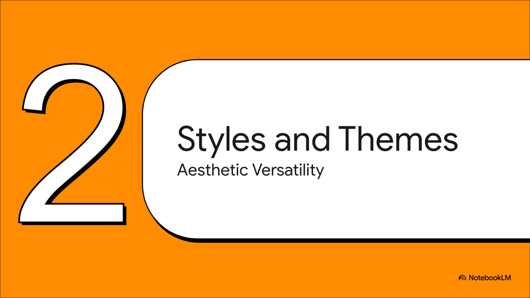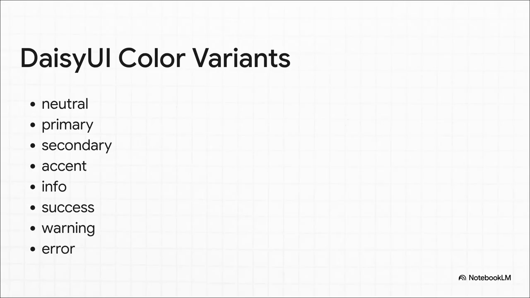Moving right along to part 2, visual styles and themes. This is where the aesthetic versatility really shines. We have an impressive array of DaisyUI-inspired color variants baked straight into the designer properties. Instead of guessing hex codes, you simply grab one of these semantic tokens: neutral, primary, secondary, accent, info, success, warning, or error. Meaning, if you need a destructive filter action, you just select error, and boom, you instantly get the right visual cue. It aligns your app's UI perfectly with modern design systems.